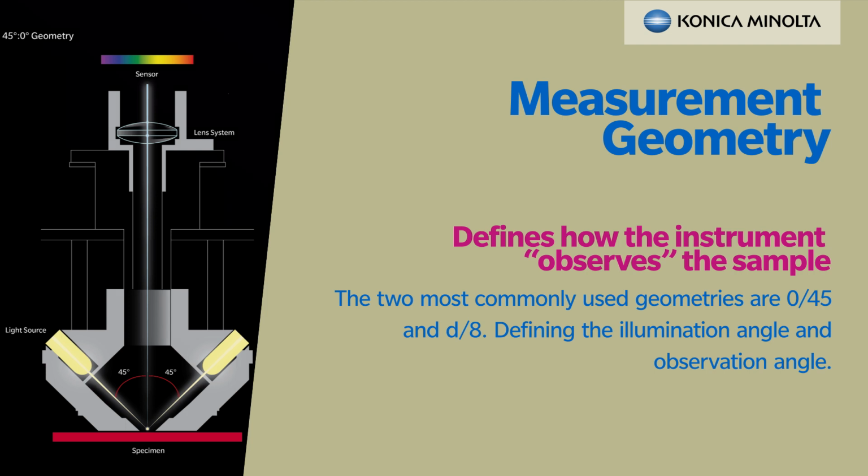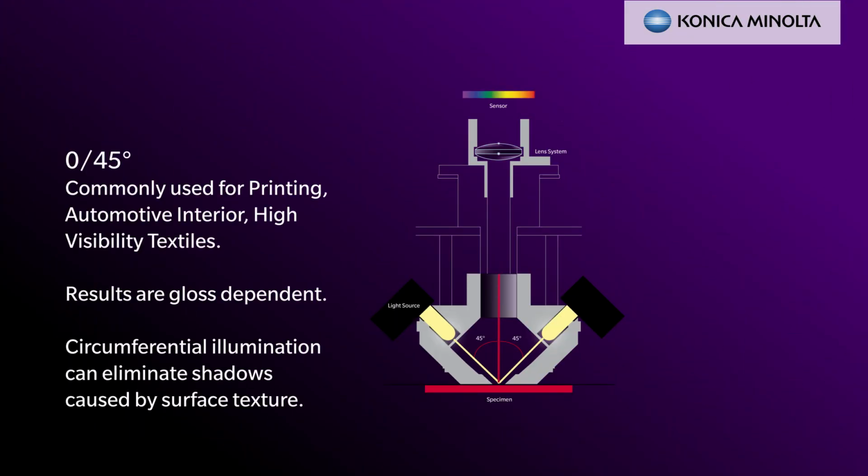The first is 45-0, which means that the sample is illuminated at a 45-degree angle, while the sensor is positioned exactly perpendicular to the surface area. This geometry corresponds well to how samples are visually assessed. Instruments with 45-degree geometry are often used in the printing industry, for car interiors, and the measurement of high visibility clothing.